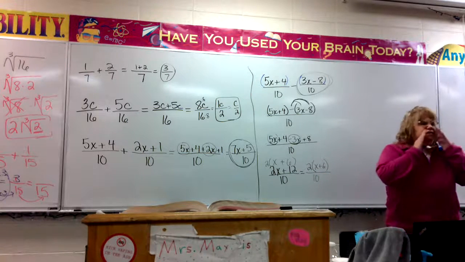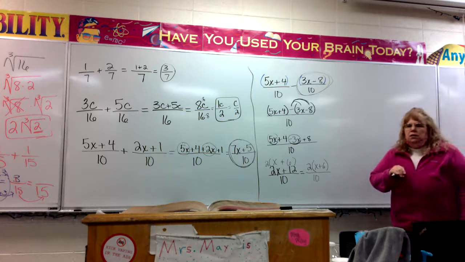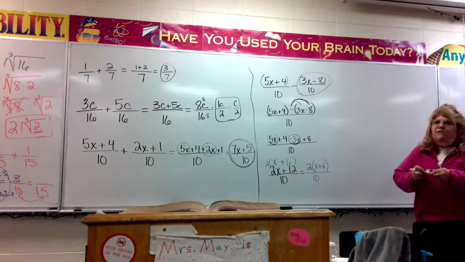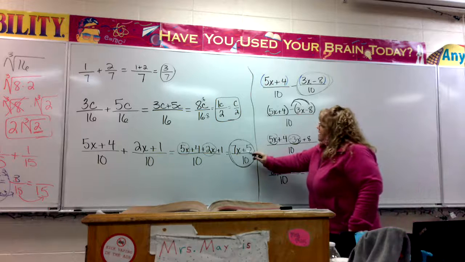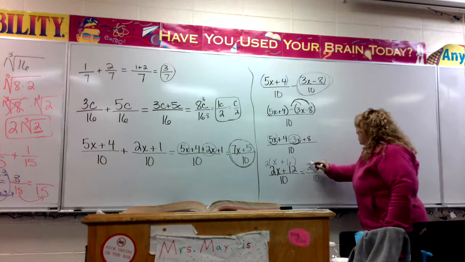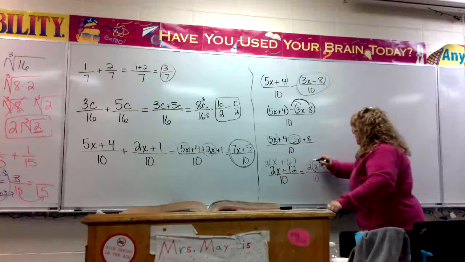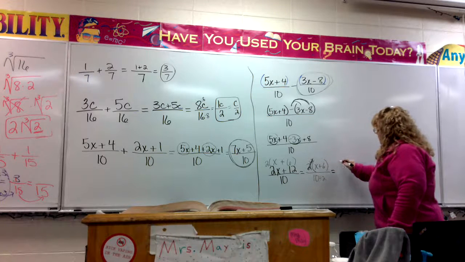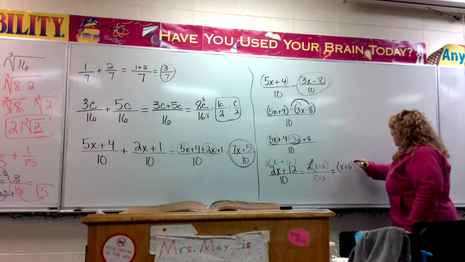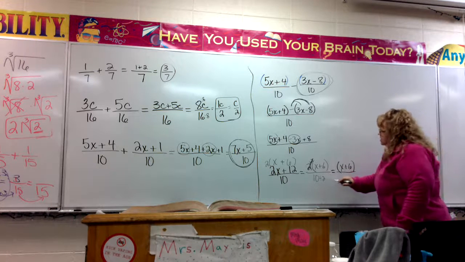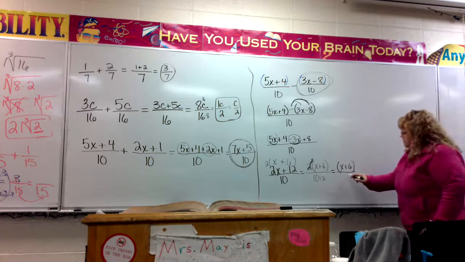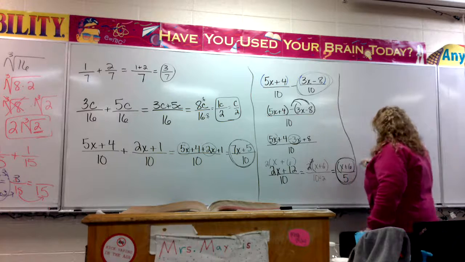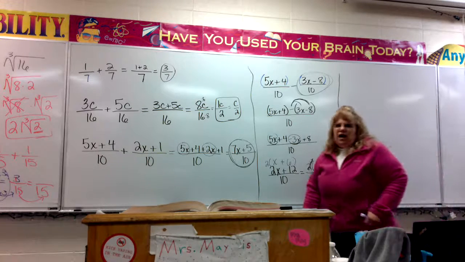What could you do if it's times? You can reduce if it's times, right? This was adding. We can't. But this is times. So you can divide by 2, divide by 2. 2 divided by 2 is 1 times x + 6. If you want to put a 1 up there, you can. What's 10 divided by 2? 5. So that would be your simplified answer. Are we good so far?